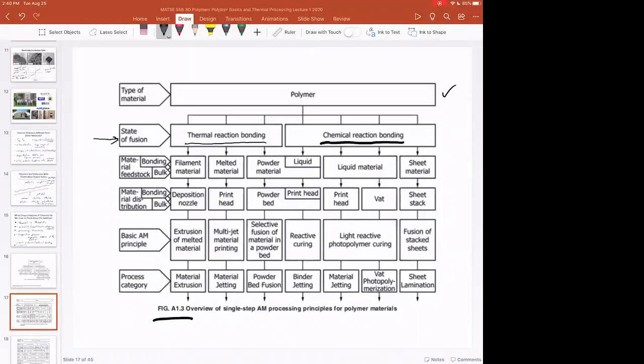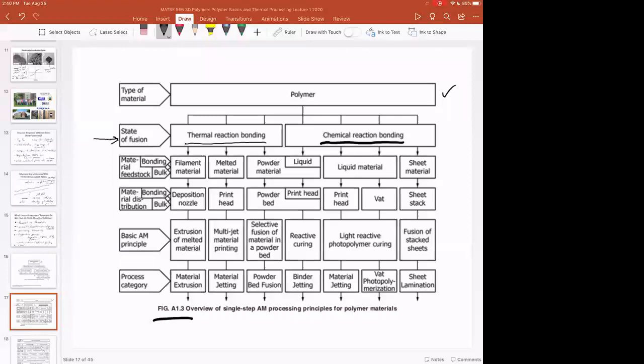Chemical reaction bonding is usually a thermoset because you have some cross-linking chemistry involved. And once you make covalent or strong cross-links in your material, you can't undo those very easily, and that's why they call it a thermoset. It's set and can't be reprocessed. So while this diagram is not perfect in the world of polymer science, it gives us a way to talk about these different additive manufacture schemes for processing polymers.